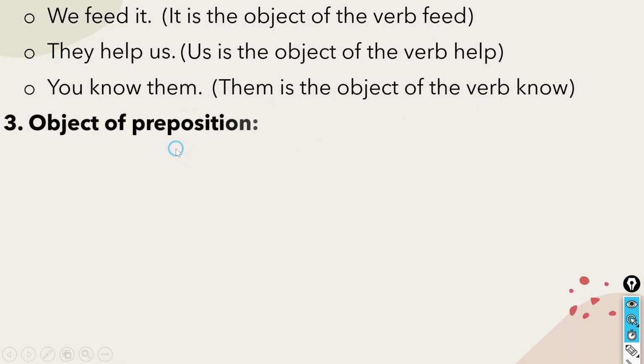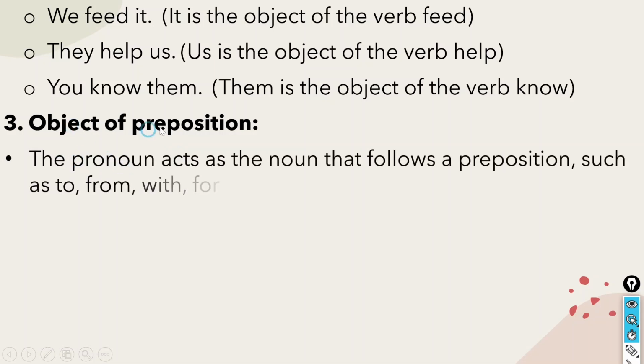Okay. So the other role played by a pronoun in a sentence is being the object of a preposition. So a pronoun can act as the object of a preposition. Here we are saying the pronoun acts as the noun that follows a preposition such as to, from, with, for, etc. We'll look at prepositions later in this lesson.